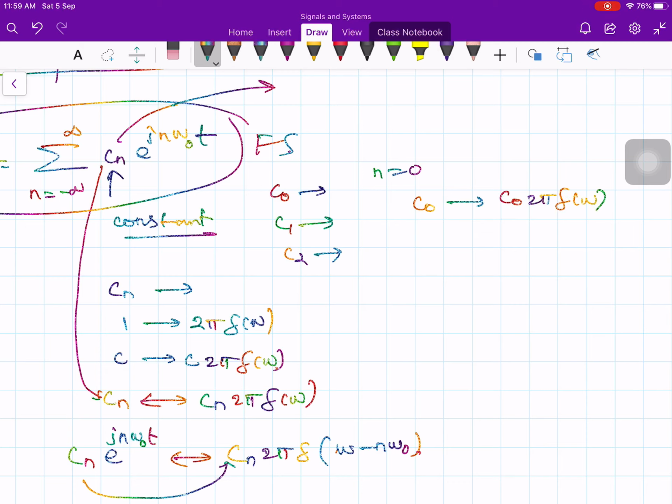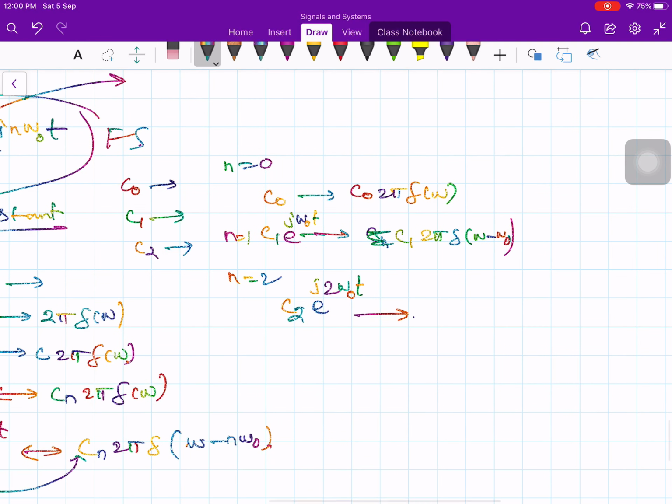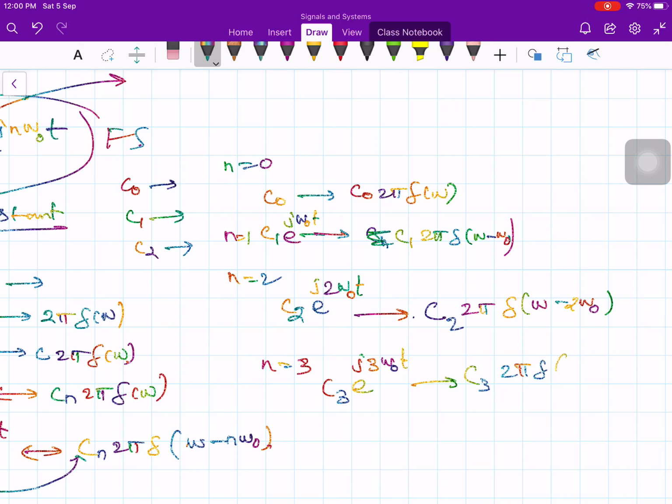When you substitute n equals 1, then C1 times e to the j omega naught t. You take the Fourier transform, then it becomes C1 times 2 pi delta of omega minus omega naught. Substitute n equals 2, then C2 times e to the j 2 omega naught t becomes C2 times 2 pi times delta of omega minus 2 omega naught, and so on and so forth. In case we substitute n equals 3, then C3 times e to the j 3 omega naught t becomes C3 times 2 pi times delta of omega minus 3 omega naught.